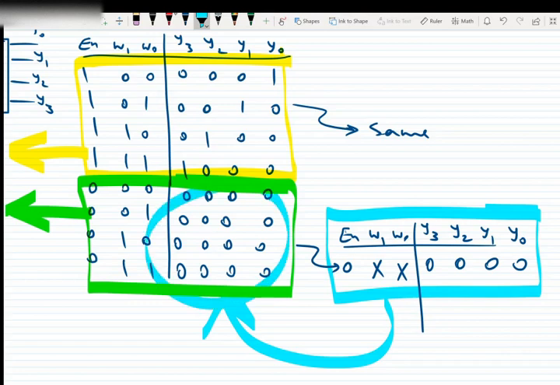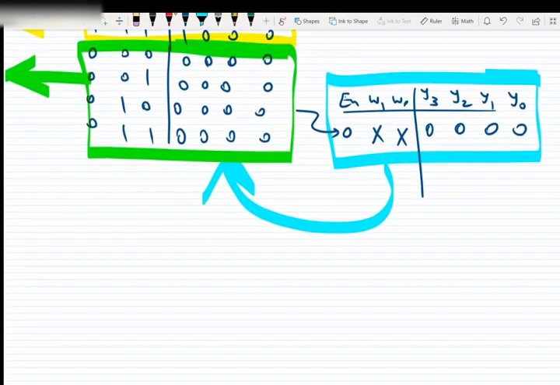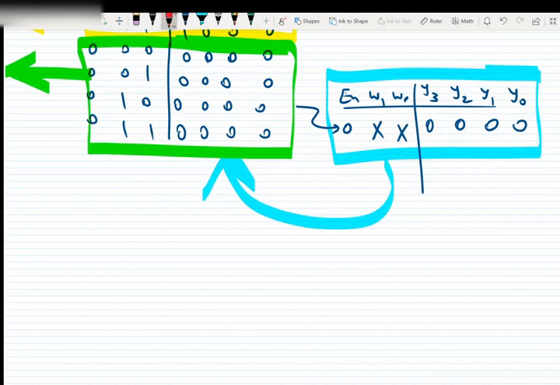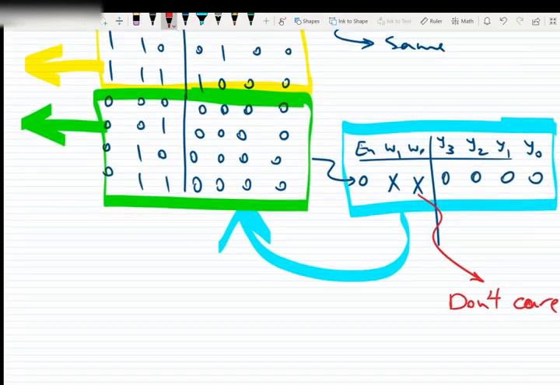So we don't want to have a big table, so we try to keep the table as small as possible but including all information. So instead of writing this information, I said that if enable is 0, regardless of the value of W1 W0, the output is 0, and these X's are called don't care values. We call them don't care. We don't care what the value is. X means don't care.